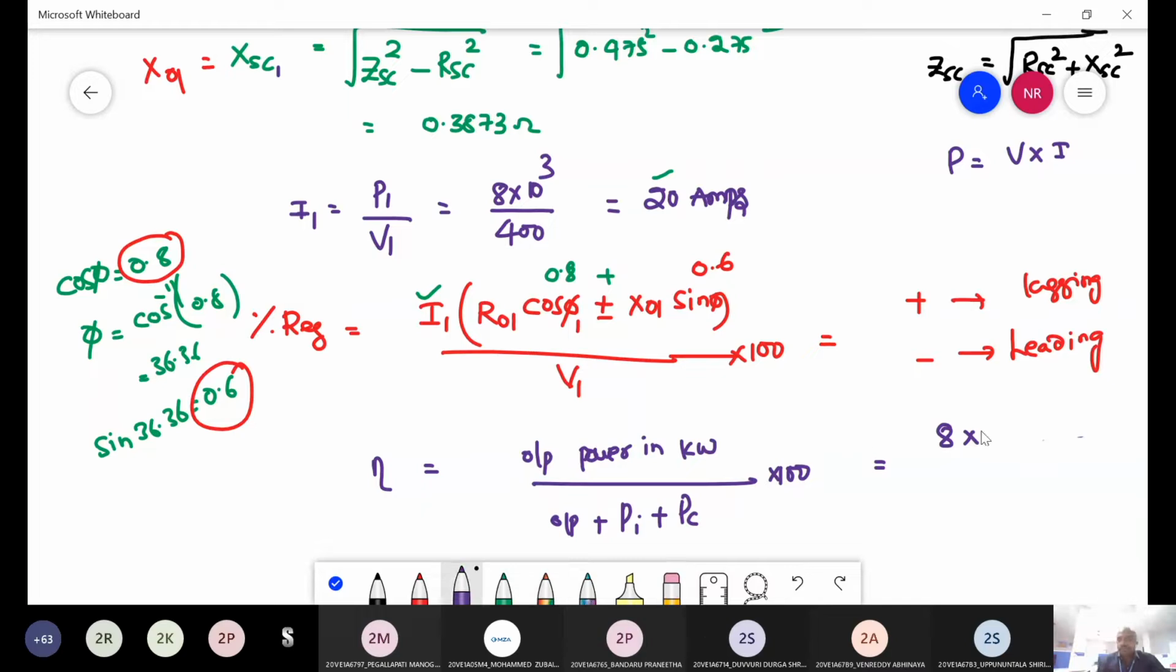Sorry, 8 into 10 to the power 3 into 0.8, divided by 8 into 10 to the power 3 into 0.8, plus iron losses and copper losses, which are given. What is that Pi value? Pi value is 75 and Pc is 110. So 75 plus 110, into 100. This is the efficiency.